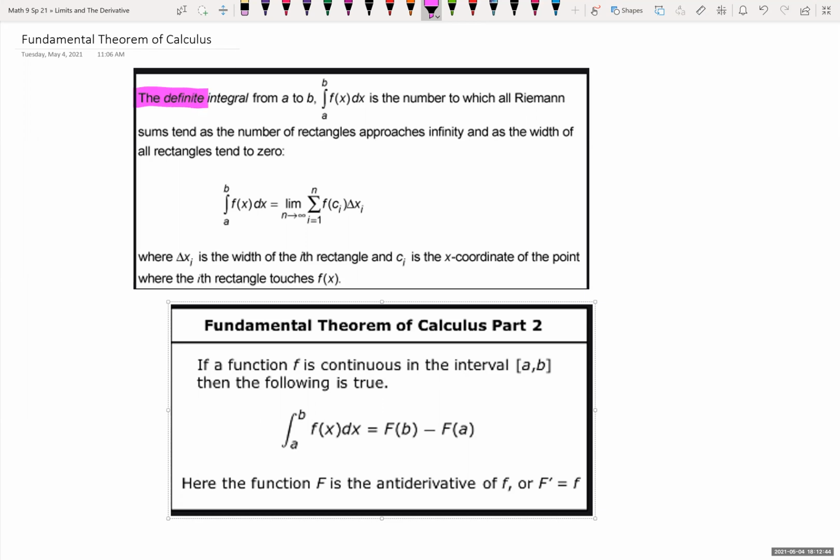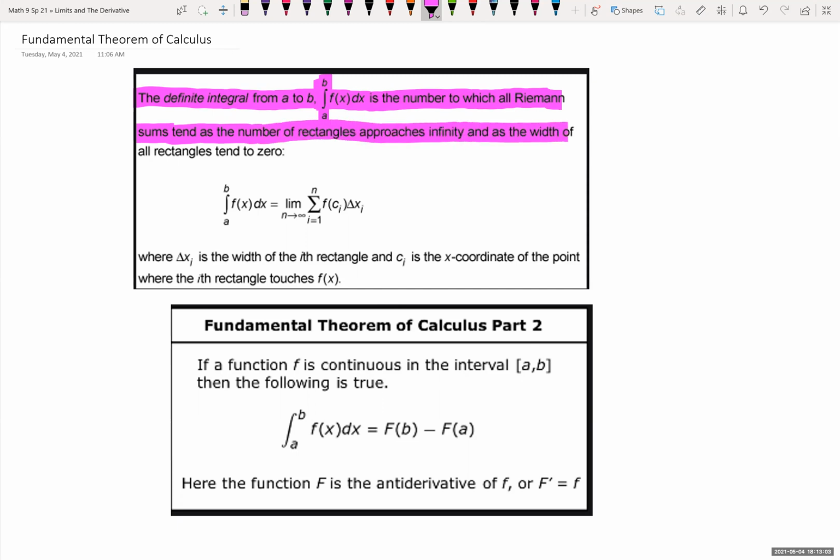But first, the definite integral. Recall, for an interval from a to b, we could write it with the integral sign, the a on the bottom, b on the top, of f of x dx. It is a number to which all Riemann sums tend as the number of rectangles approaches infinity and the width of the rectangles tends to 0. And we wrote that as the limit as n goes to infinity.